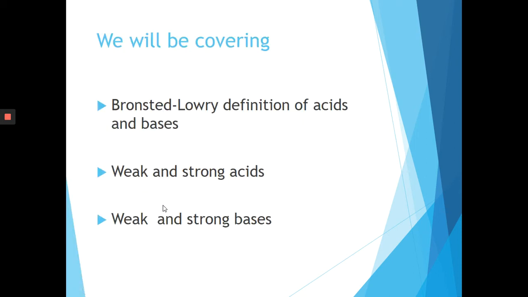So, what we're going to be covering is a definition of acids and bases as described by the Bronsted-Lowry theory. We're also going to be looking at what weak and strong acids are, what the differences in them are, and what those terms actually mean, and what weak and strong bases are, the terms and what they mean. We will also be calculating some pHs in this section. It's using a different formula from what you've used so far.